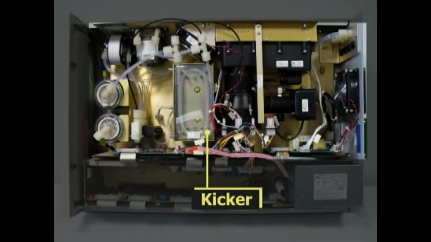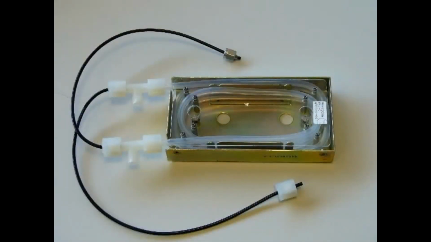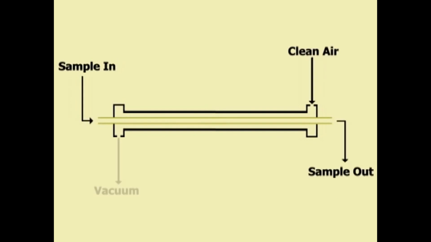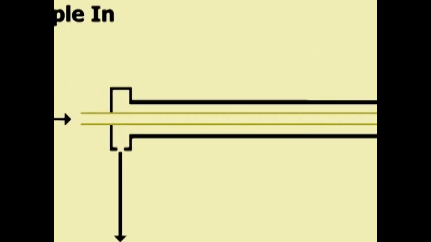The kicker is a tube within a tube device that removes any hydrocarbons present. These molecules migrate from the inner tube to the outer tube through osmotic action. The kicker has a finite lifespan.